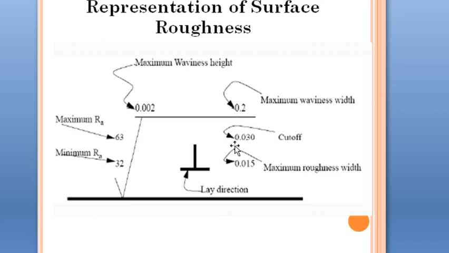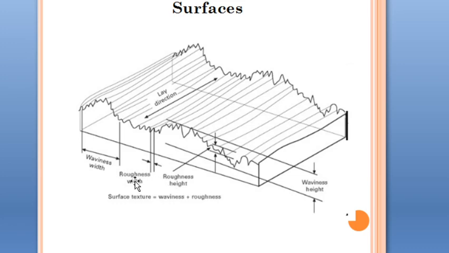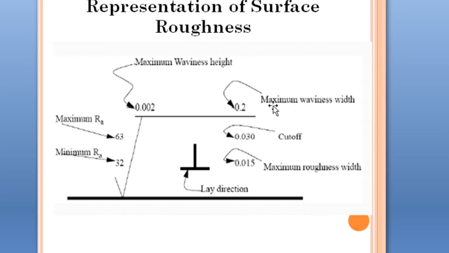Below the horizontal line is the cutoff. It is used for measurement of the Ra value calculation for the linear movement, cutoff distance 0.03. Then below the cutoff is the maximum roughness width. Here the maximum waviness width is above the horizontal line, and the maximum roughness width is noted here.